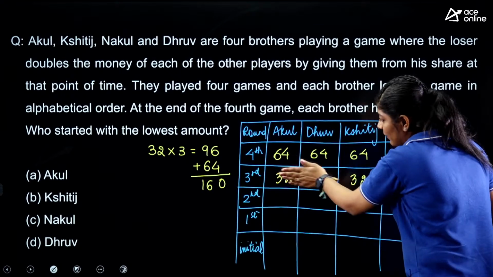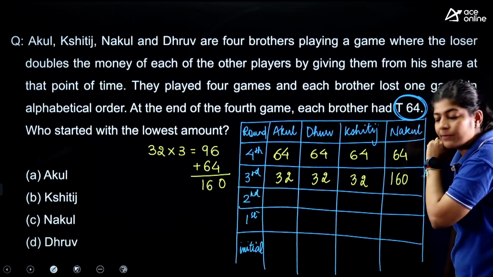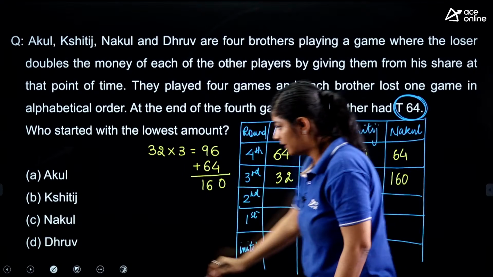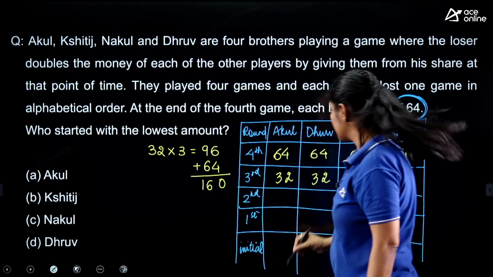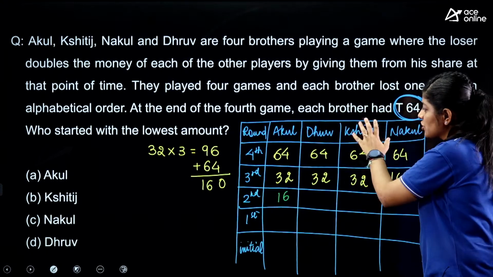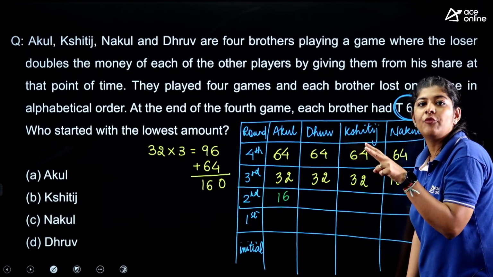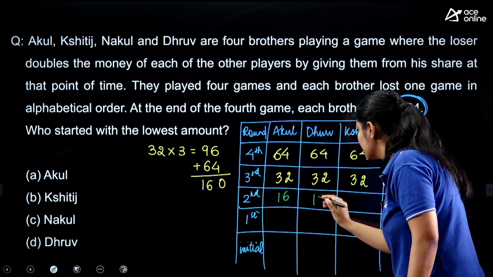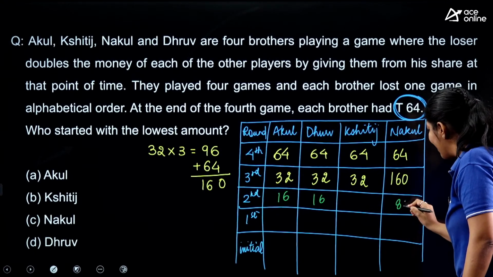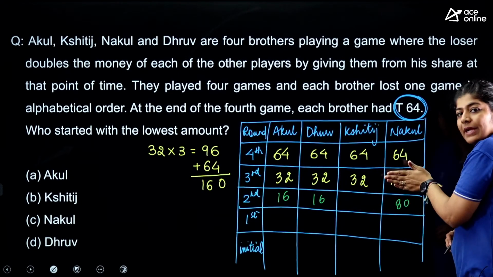In this order, at that moment Kshitij lost his game. So Kshitij needs to compensate each and every other player, right? Let's suppose Akul has 16 rupees. So Kshitij gave 16 rupees to Akul so that it doubles, that means 32. Similarly, Dhruv has again 16 rupees and Nakul has 80 rupees. Now Kshitij gave 80 rupees to Nakul so that it becomes double of it.